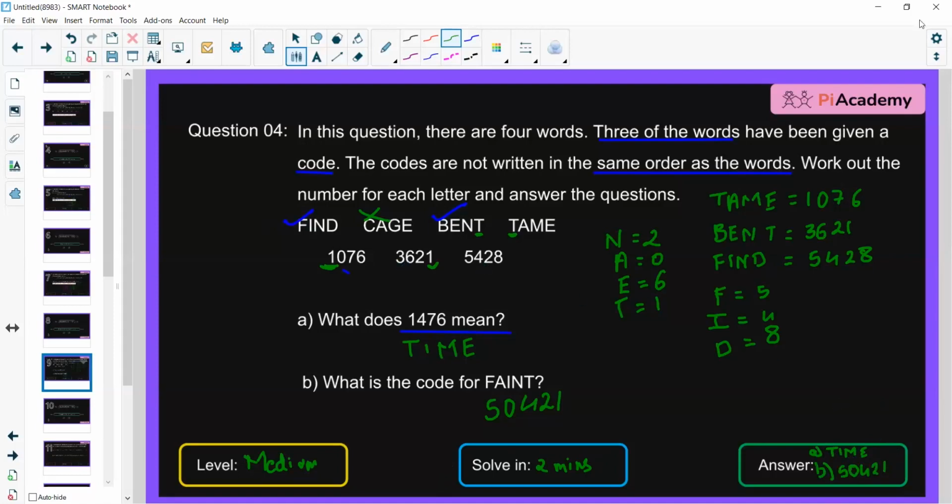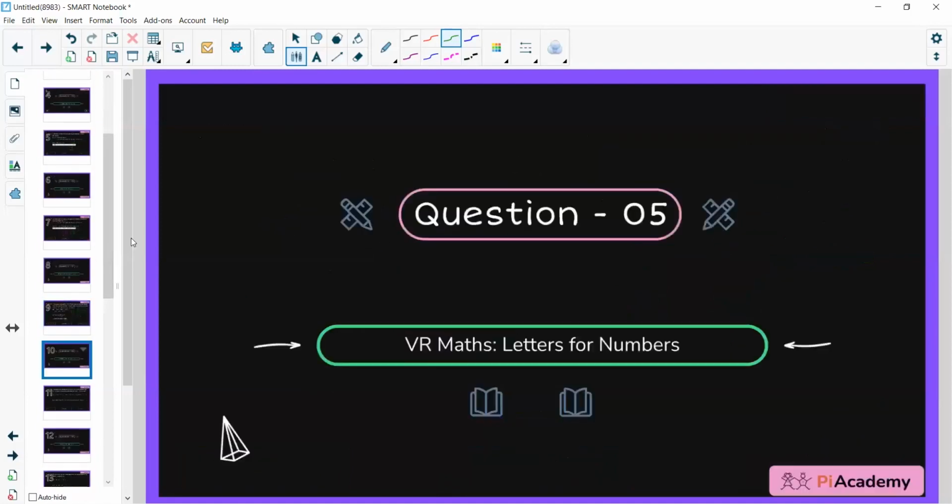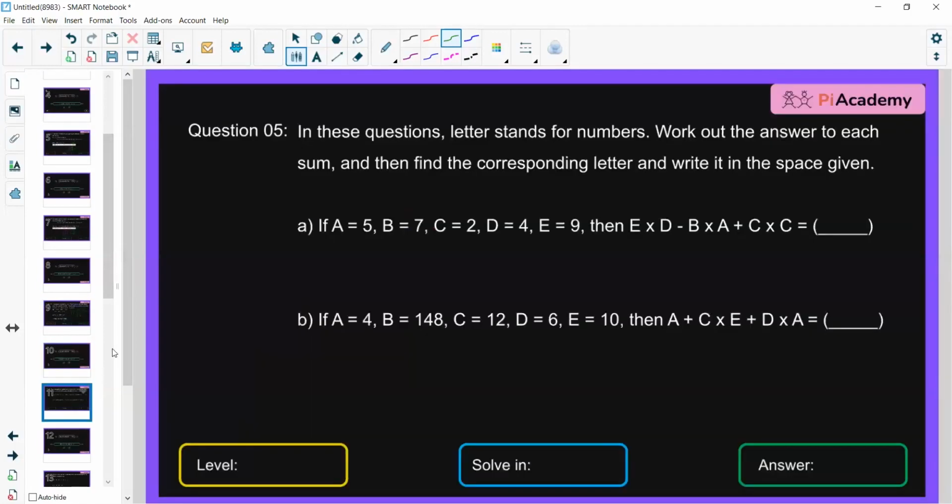All right, so that was all about the VR codes topic. Now we will quickly jump to the next topic, which is VR maths. VR maths is relatively a little bit simpler, but still always exciting, because it has maths in it. Let us quickly see what this letters-for-numbers question represents. In these questions, letters stand for numbers.